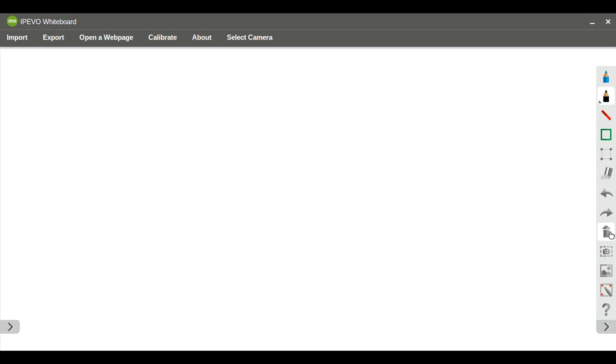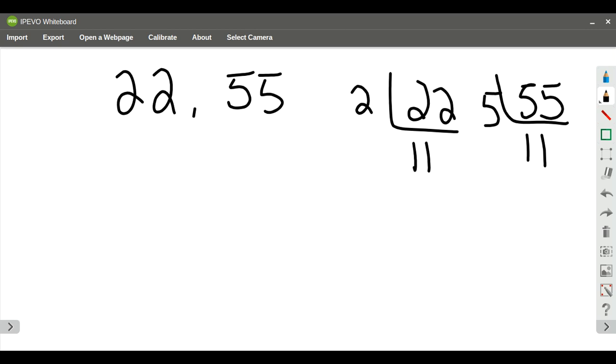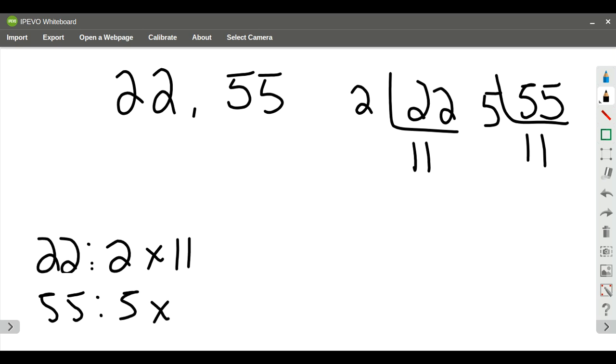Okay. If I have 22 and 55, so 22, I'm going to start with 2. 22 divided by 2 is going to be 11. 55, I'm going to start with 5. 55 divided by 5 is going to be 11. So let me write my prime factorization. So 22 is going to be 2 times 11, and then 55 is going to be 5 times 11. So my GCF here is going to be 11.